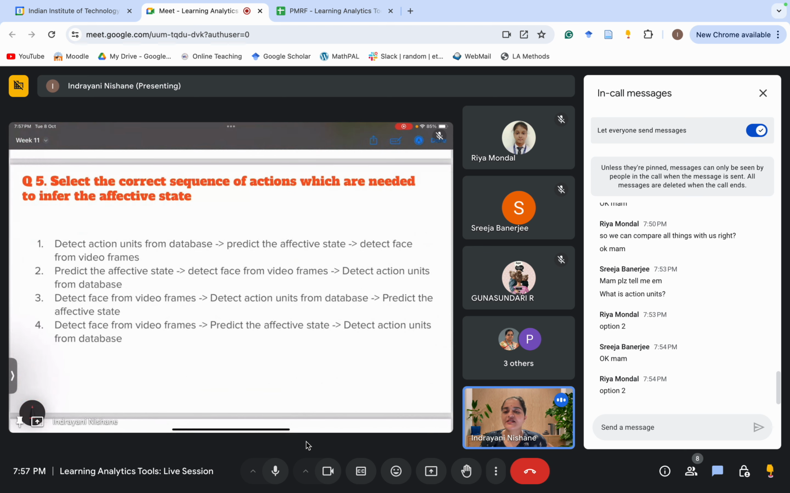Question 5 is: select the correct sequence of actions which are needed to infer the affective state. We have talked about this in great detail, so I'm going to take a water break and I'll be waiting for your answers. We have discussed what type of data we need to collect for affect detection through facial expressions and what process we need to follow. We have discussed this some 3-4 times till now. I'll wait for the answers in the chat box.